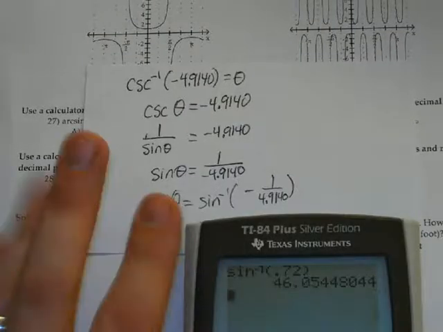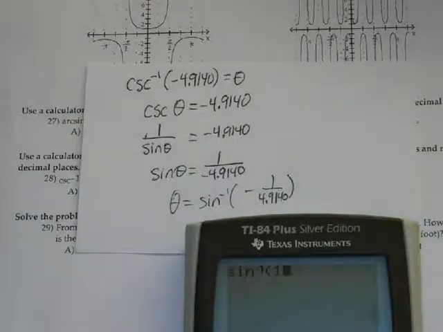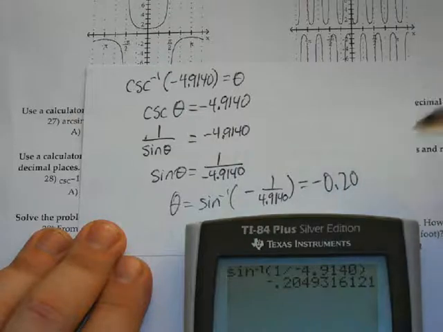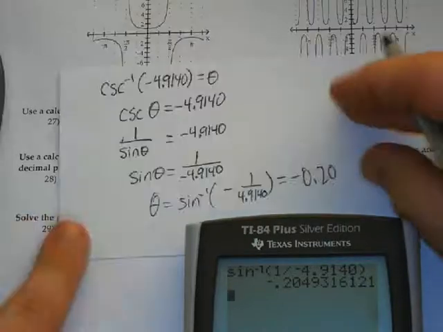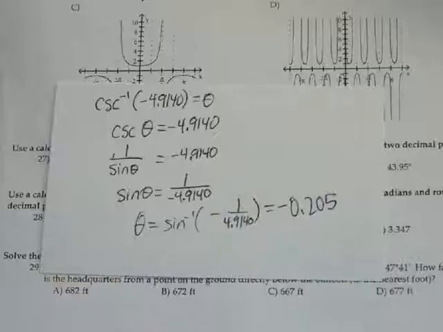This question was in radians, so I'll go to radians. Second sine of 1 divided by negative 4.914. So here's the answer that doesn't show up on the test. It wants 3 decimals. So negative 0.205.